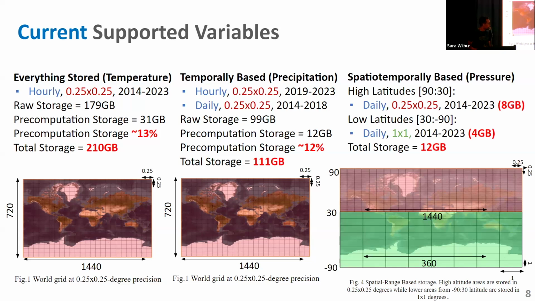Comparing the last scenario, where we have one variable for 10 years, this takes a total storage of 12 gigabytes, while the first scenario, which is the temperature where we store everything as it is, takes 210 gigabytes for one variable for the same time period, which is 10 years. So this can be scaled up more when we have more variables included in our system to save space.